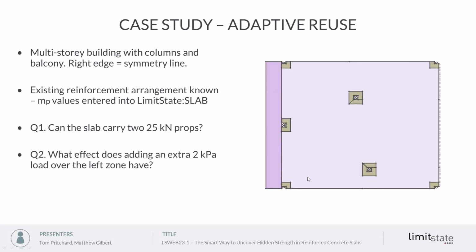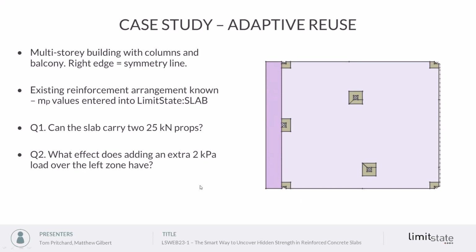The size of this slab is actually around 6 by 8 meters, and the client knows the existing reinforcement scheme, so we can use that in order to calculate MP values to enter into LimitState SLAB. The internal columns, as we can see here, the tops will be provided with a different structural definition, and on the left-hand side here, where we can see this pink zone, that's the cantilevered balcony.